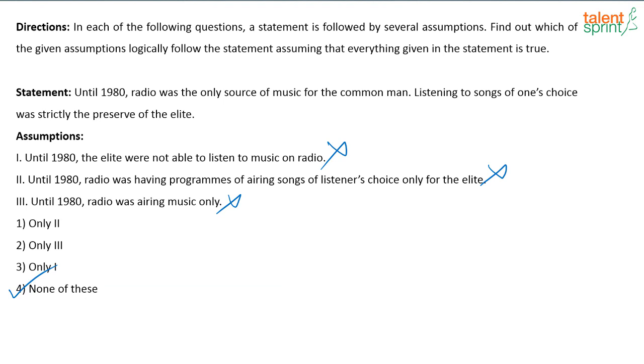See, in such questions read the options or the assumptions, whatever it may be, correctly. That is very important. So think for a second, right? They are saying here radio was airing music only. So doesn't the radio air anything else? It can also air news, but is there something like that given in the statement? No. Correct? Okay. Next one.